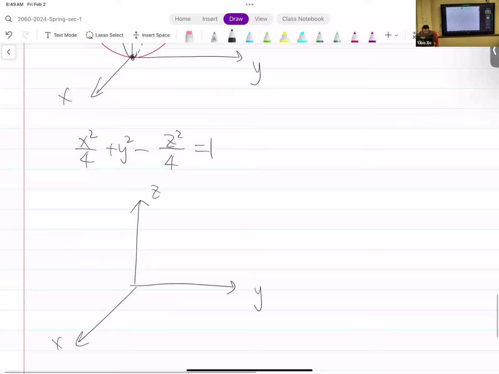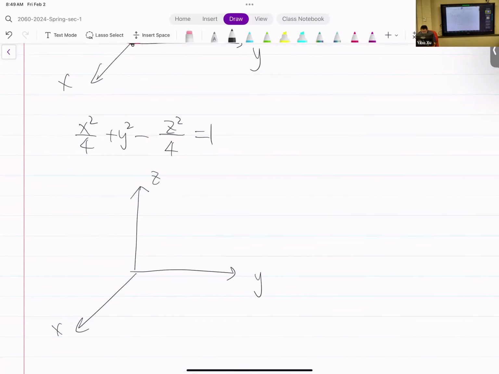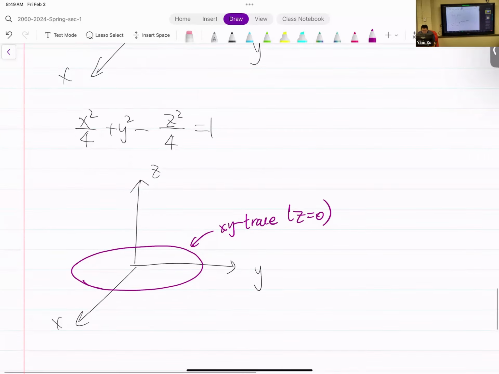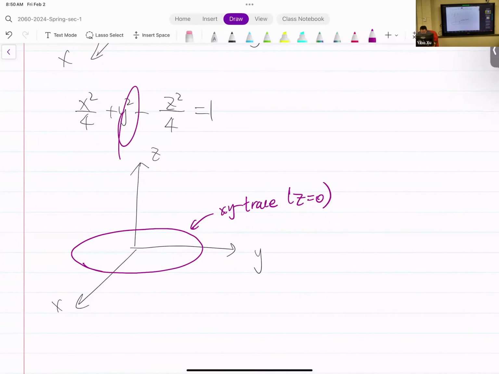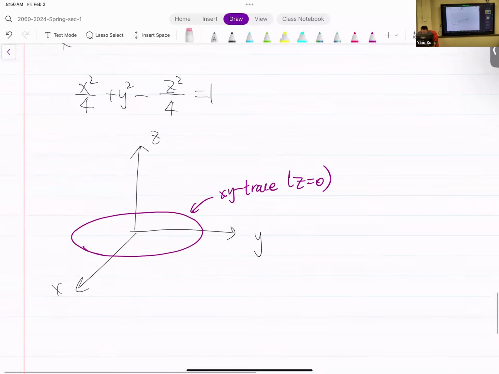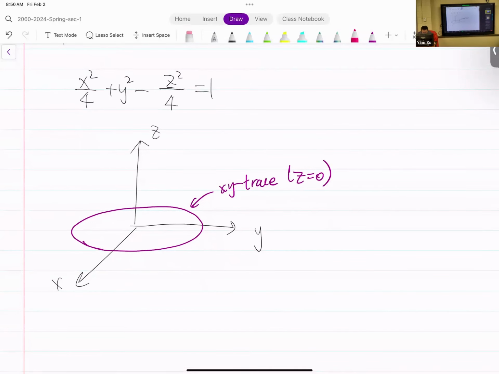X, Y, Z. Basically, the xy trace is an ellipse, so z equal to 0, right? Now within the same picture, if you make y equal to 0, it's a hyperbola. And if you make x equal to 0, that's another hyperbola, but the shape is different, though the idea is the same. So when y is 0, what do we have? We have something like this.